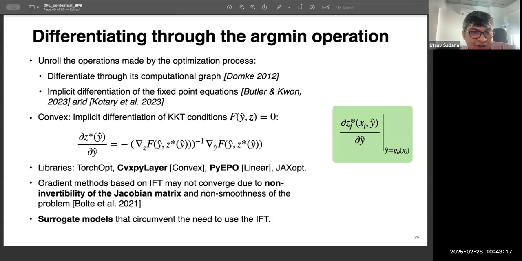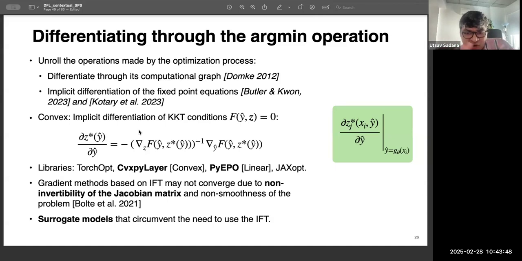Now, you can, under certain conditions, do implicit differentiation. And now you can compute the gradient of your z star, which is your decision, with respect to y hat. Here, this is a Jacobian matrix. In fact, you don't need to write all these steps. There are libraries like TorchOpt, CVX, PyLayer, PyEPO, JXOpt, which can do it for you. You don't need to do these steps, right?